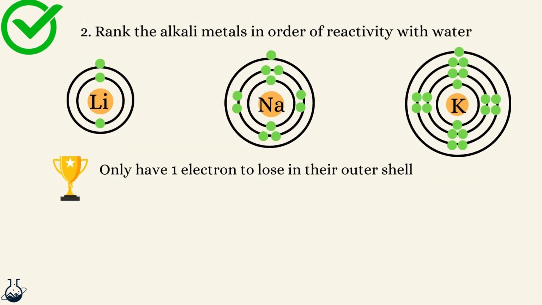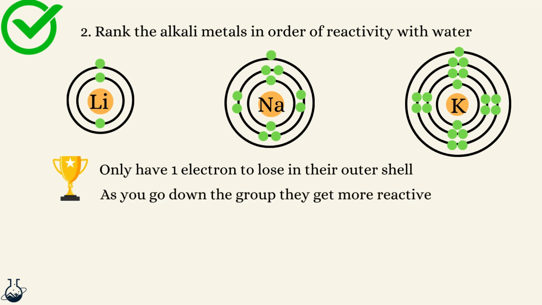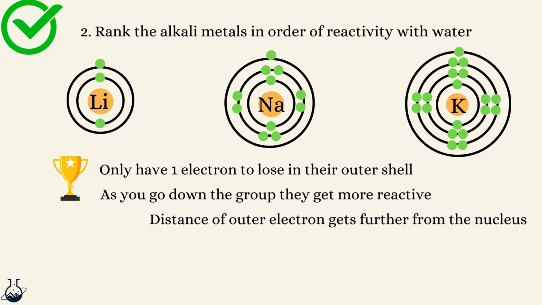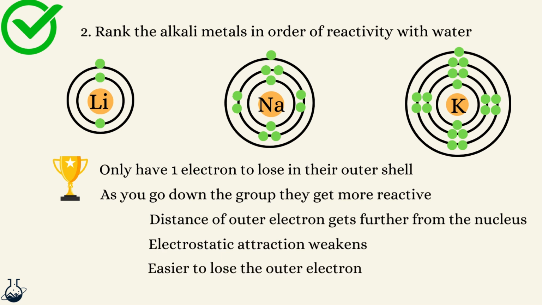And the challenge. First of all, Group 1 atoms are reactive because they only have one electron to lose in their outer shell. As you go down the group, they get more reactive. Because the distance of outer electrons gets further from the nucleus, electrostatic attraction weakens, and so it's easier to lose the outer electron in order to be stable with a full outer shell.